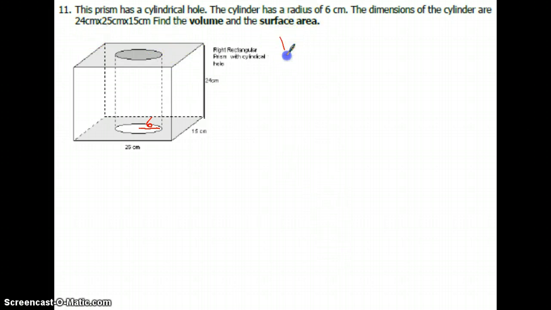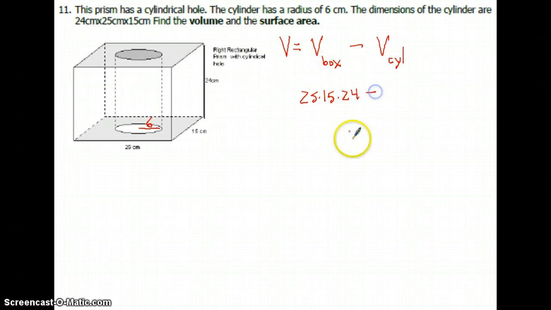Well, the volume you know is going to be easy. Volume, all I'm going to do is take the volume of the box minus the volume of the cylinder. If you were building this out of Play-Doh, that's what it would feel like. You had so much Play-Doh and you removed so much and that's it. Surface area is a whole different question. Volume of the box is simply 25 times 15 times 24.